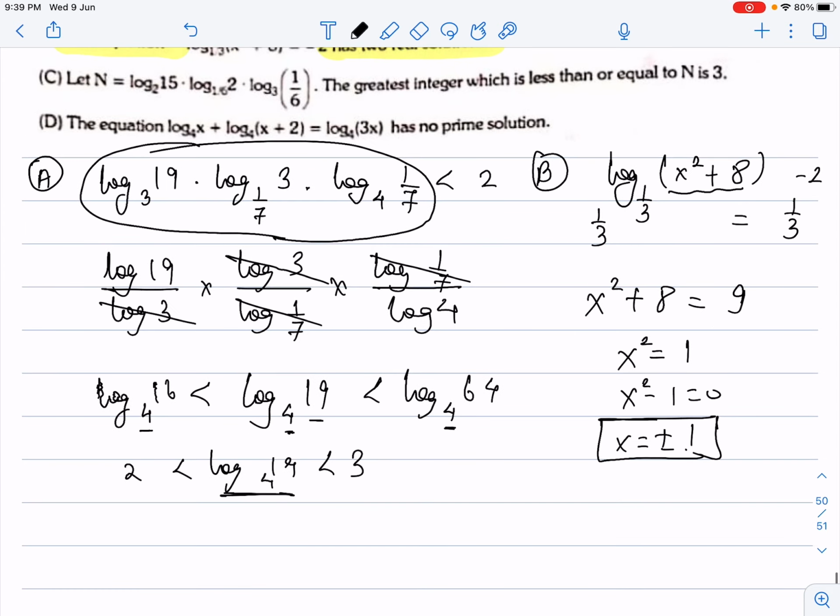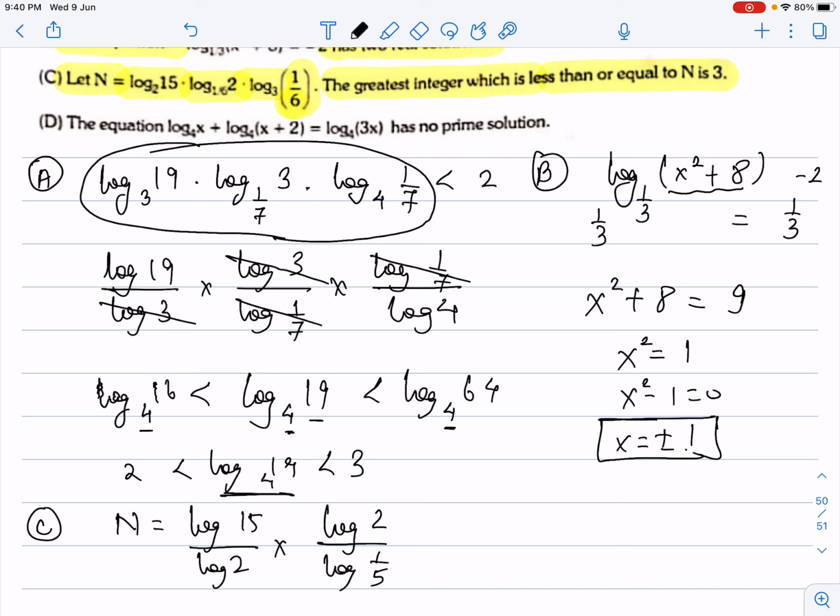Now let's see option C, whether it is right or not. So option C is given to you. Let n is equal to log 15 base 2 multiplied by log 2 base 1 upon 5 multiplied by log 1 by 6 base 3. The greatest integer which is less than or equal to n is 3, means greatest integer function of n is 3, they are giving to you. So how it can be written by me? n is equal to log of 15 divided by log of 2 multiplied by log of 2 divided by log of 1 by 5 multiplied by log of 1 by 6 divided by log of 3.